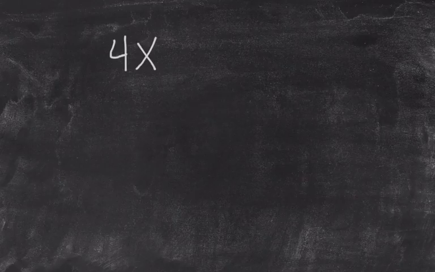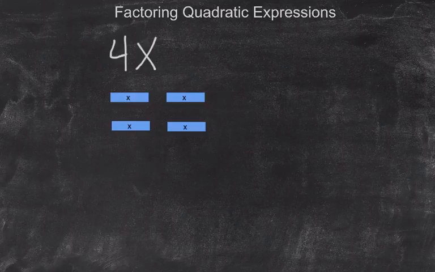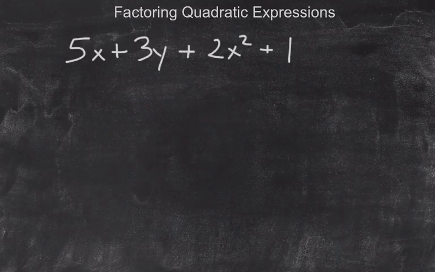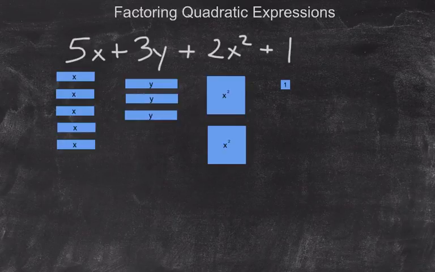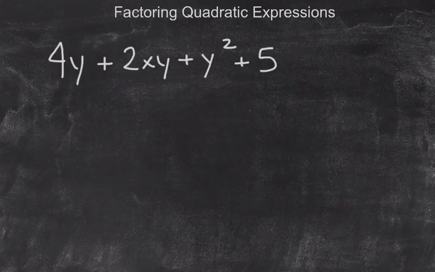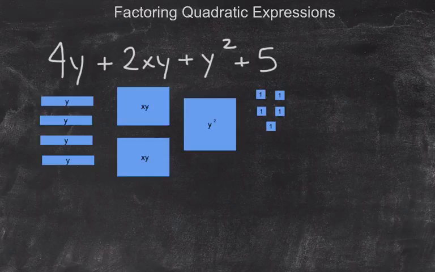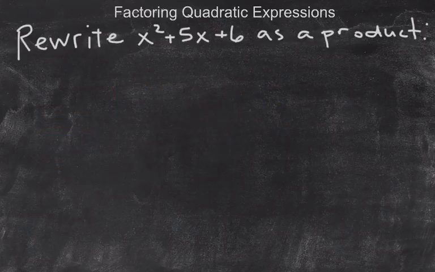So if I wanted to make the expression or the term 4x, I would need to have 4 x tiles. I could make a more complex expression, 5x plus 3y plus 2x squared plus 1. I'd need 5 x tiles, 3 y tiles, 2 x squared tiles, and a single unit. We can look at one more example, 4y plus 2xy plus y squared plus 5. I need 4 y tiles, 2 xy tiles, a single y squared, and 5 units. So the coefficient on each of those terms is telling me how many of each tile I have.